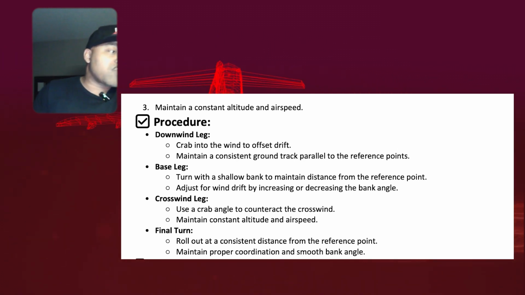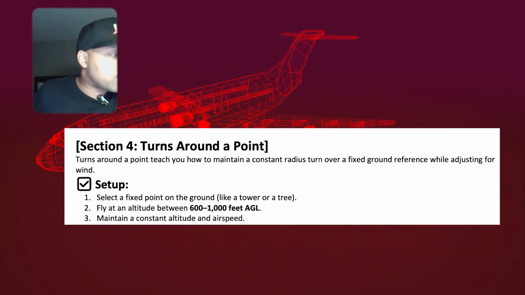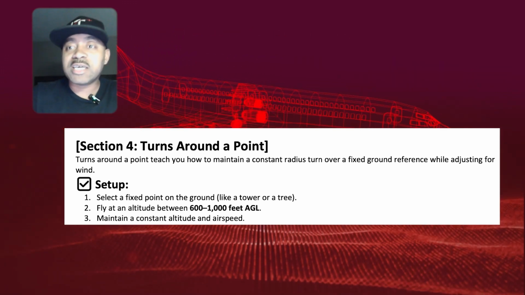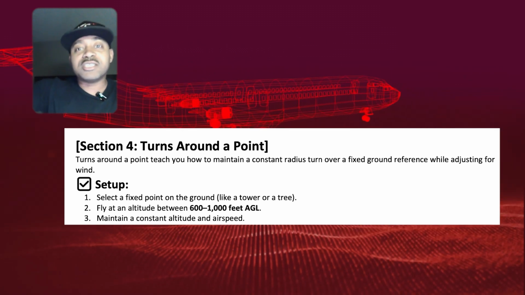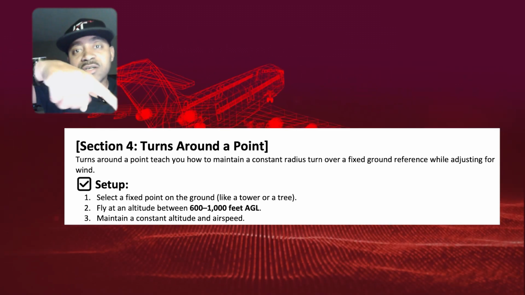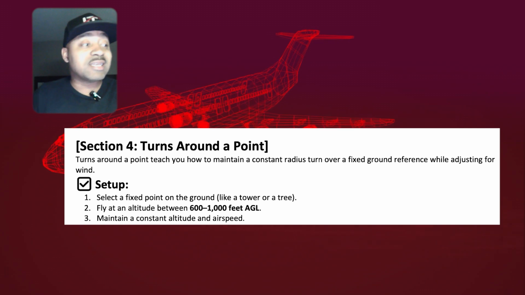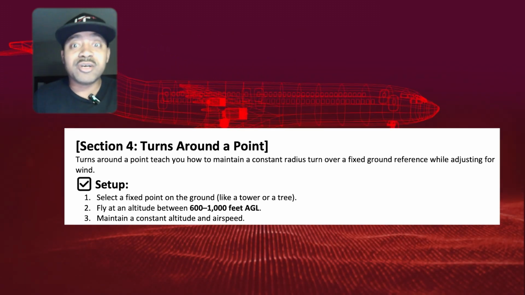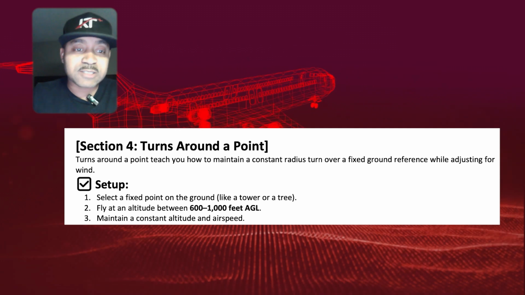Next, we're going to talk about turn around a point. So we're looking at turn around a point. Turn around a point, essentially, you're making a turn, you maintain your altitude, and you're just adjusting bank in order to fly a circle around a particular point. And being that there's wind there, you're going to have different corrections to make sure that you're properly maintaining the right distance.